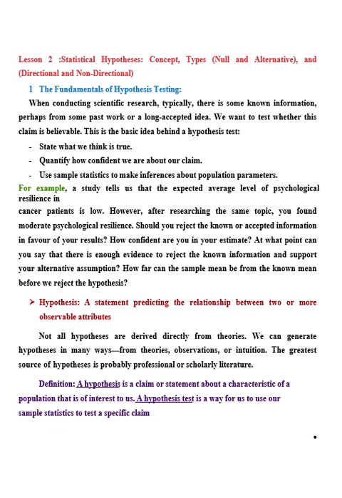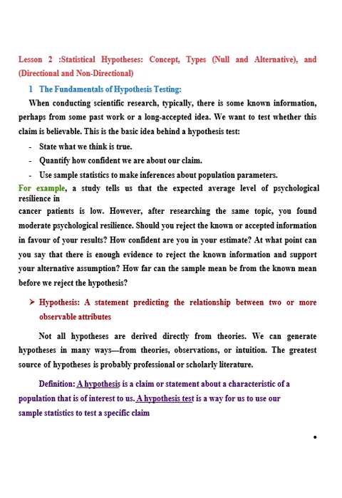State what we think is true. Quantify how confident we are about our claim. Use sample statistics to make inferences about population parameters. For example, a study tells us that the expected average level of psychological resilience in cancer patients is low. However, after researching the same topic, you found moderate psychological resilience.